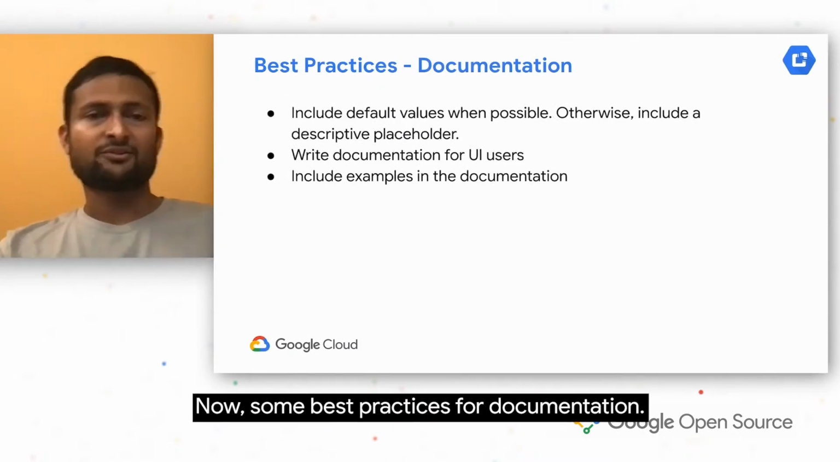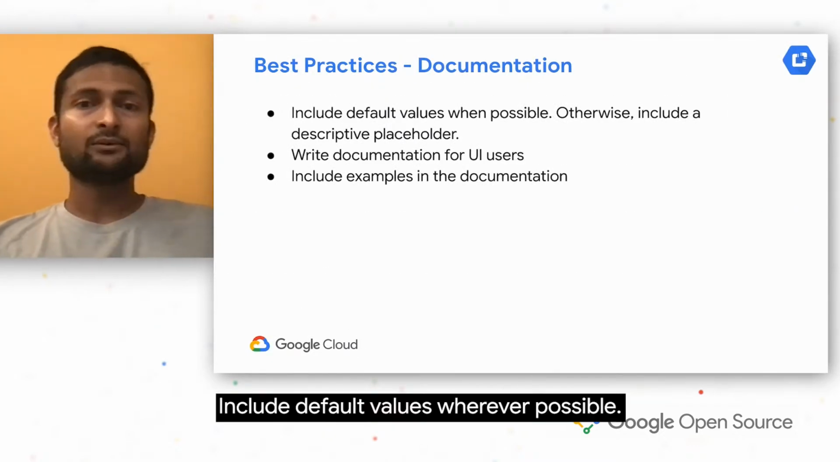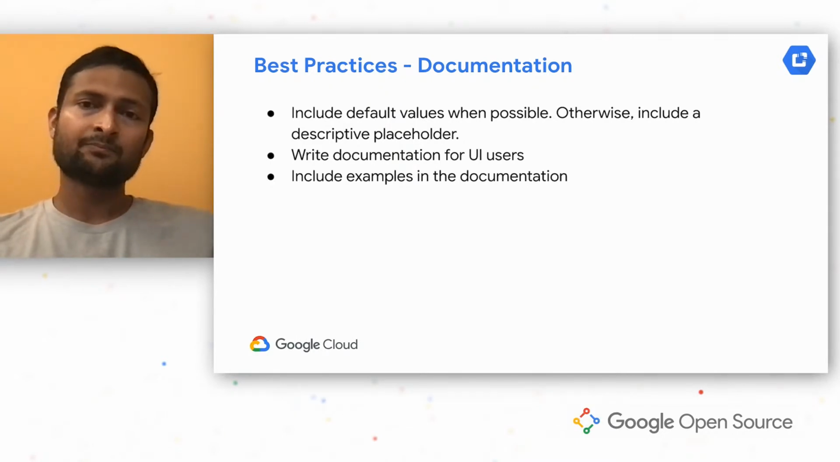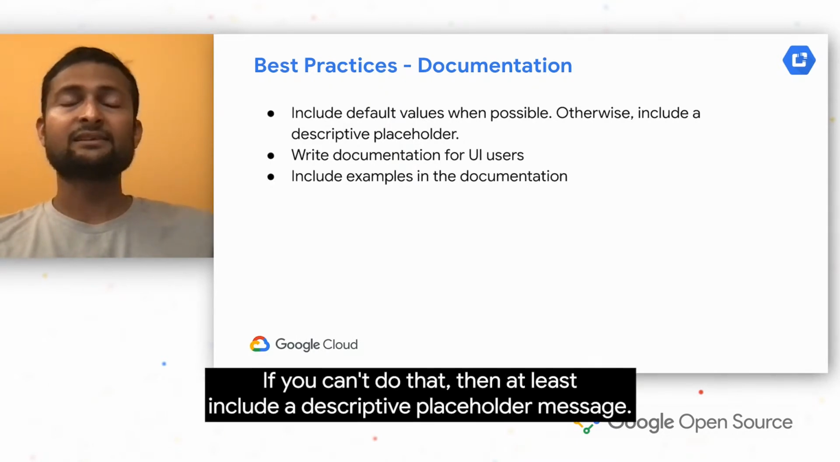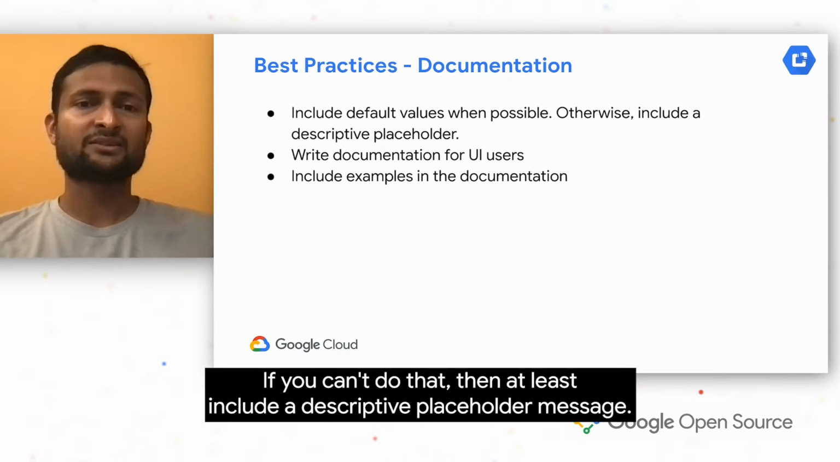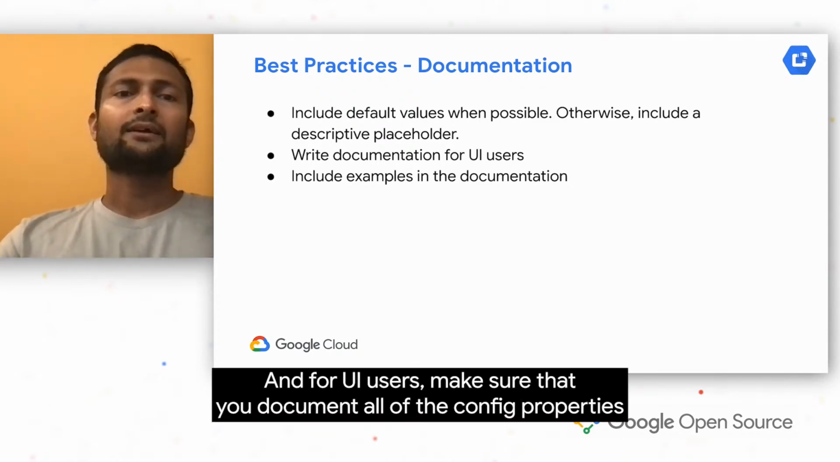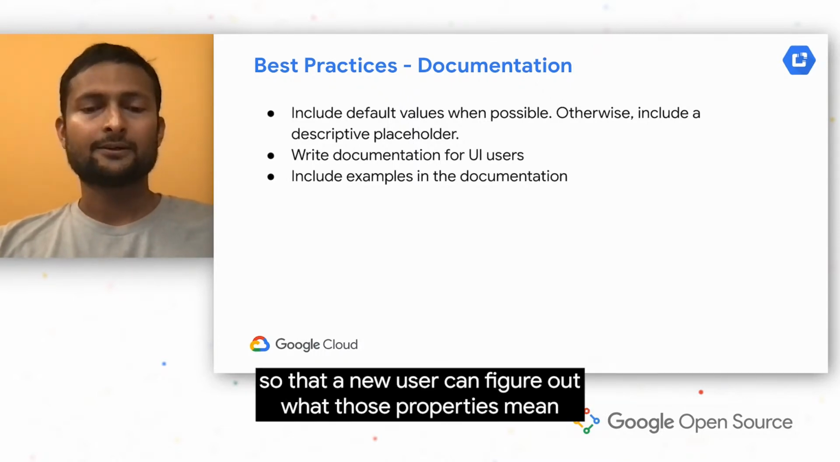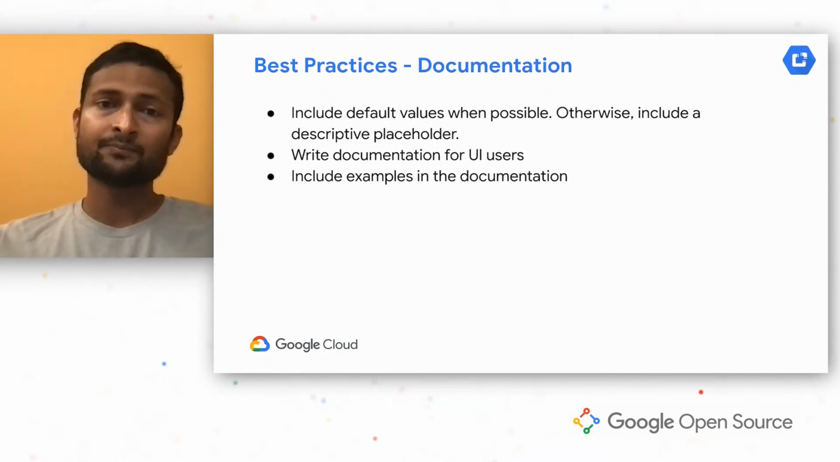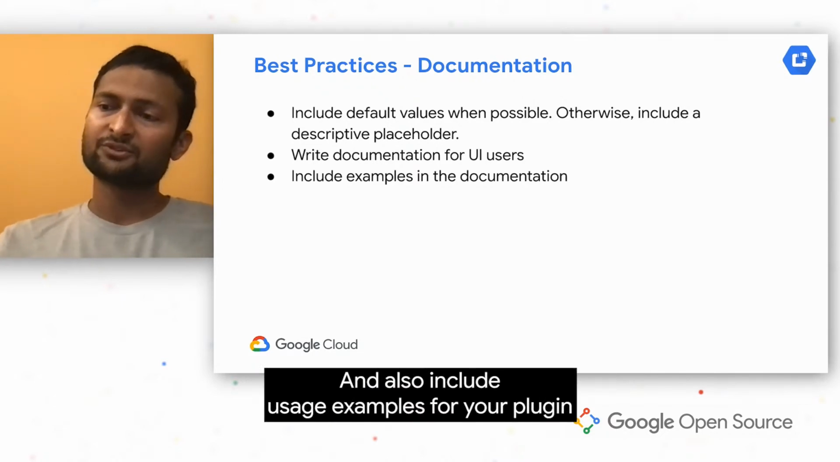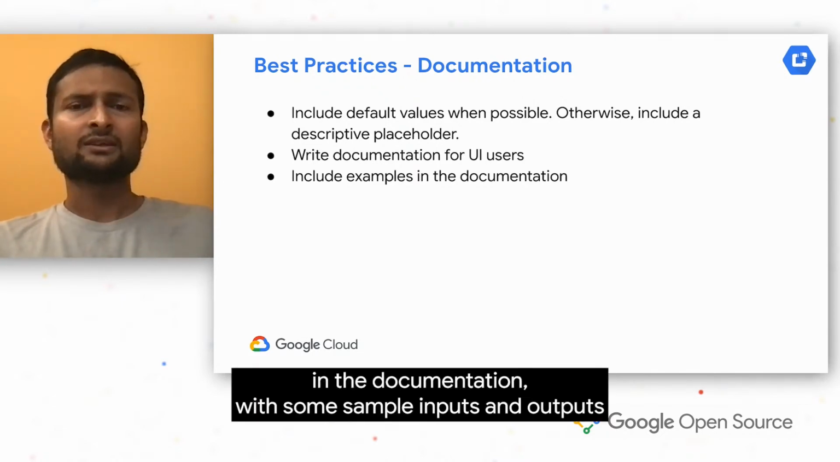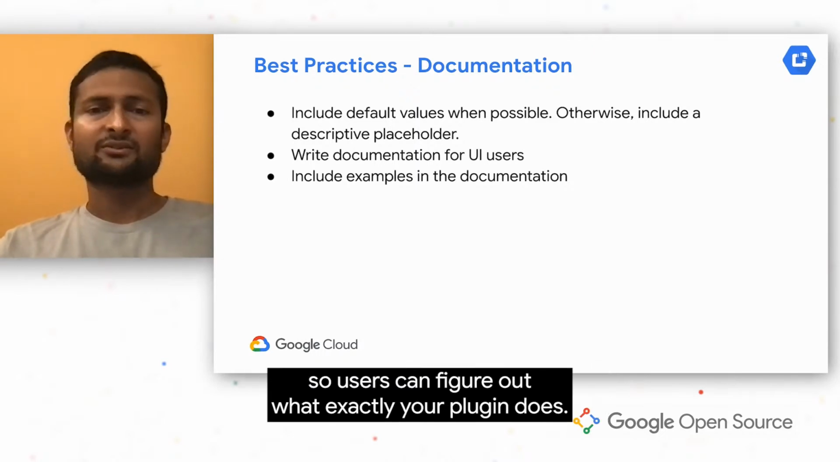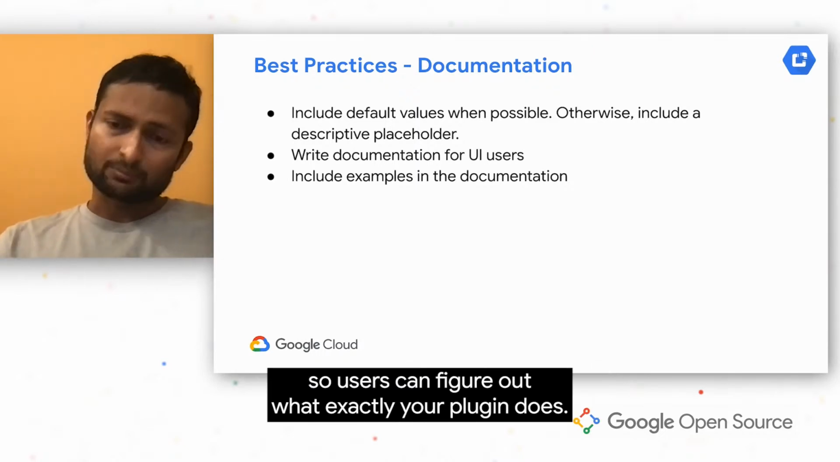Now, some best practices for documentation. Include default values wherever possible. If you can't do that, then at least include a descriptive placeholder message. And for UI users, make sure that you document all of the config properties so that a new user can figure out what those properties mean and how to use them. And also include usage examples for your plugin in the documentation with some sample inputs and outputs, so users can figure out what exactly your plugin does.